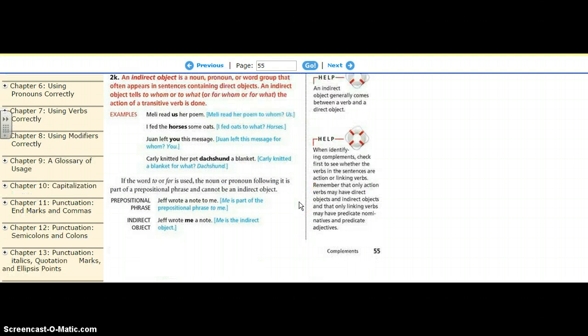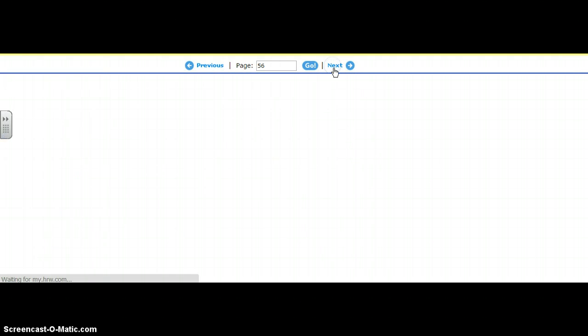Dachshund. If the word to or for is used, the noun or pronoun following it is part of a prepositional phrase and cannot be an indirect object. And there it shows you the differences between a prepositional phrase and an indirect object.